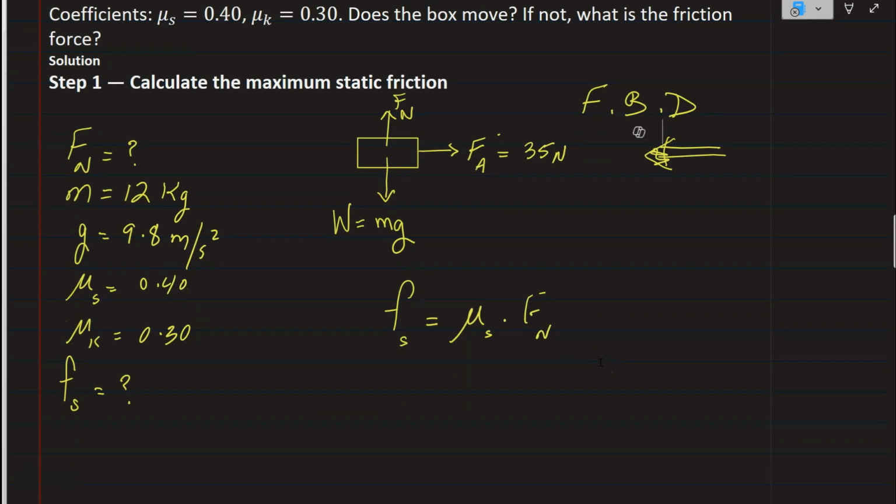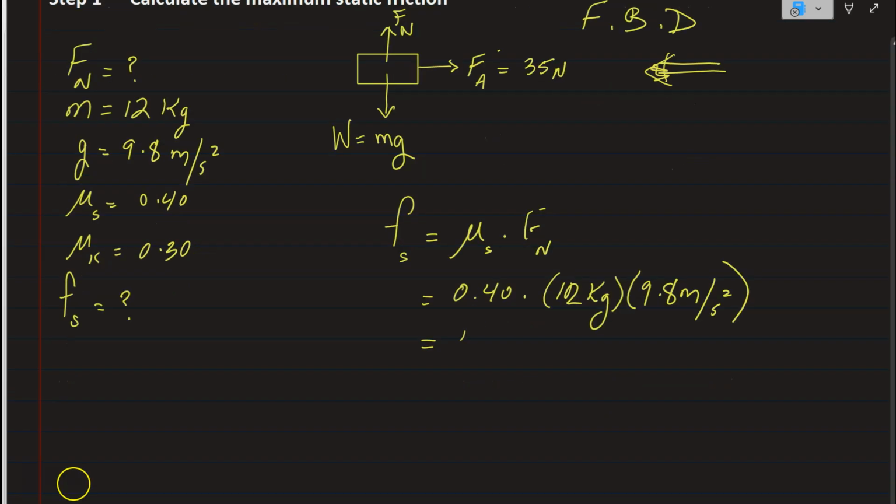So this is for the static friction. And the reason we do that, we want to know if it moved or not. So here it is 0.40 times Fn, which is mg, which is 12 kg times 9.8 meters per second squared. And when you do the math, you will get 47.04 Newton. Now, remember that Fn, the normal force, is equal to mg.